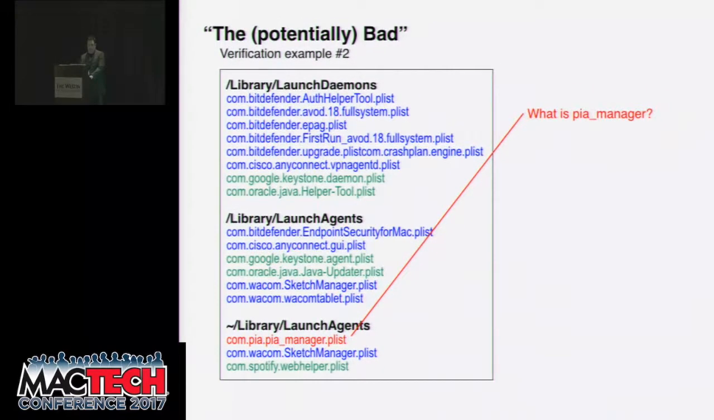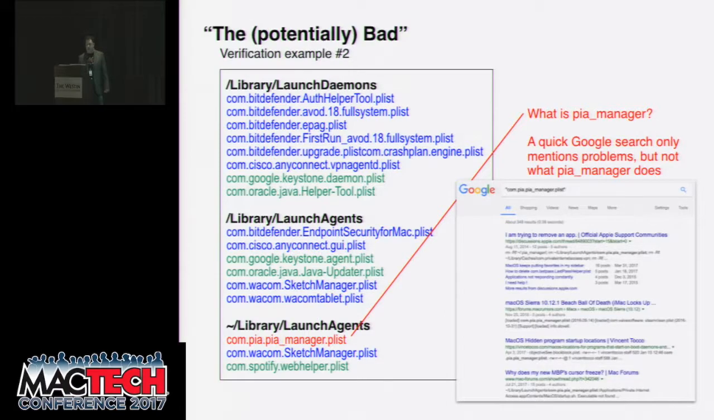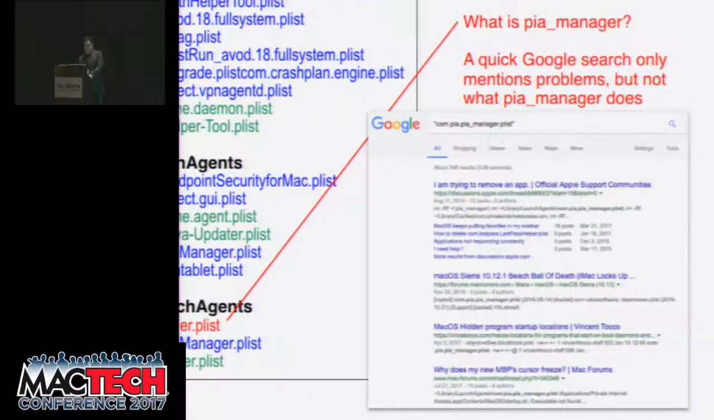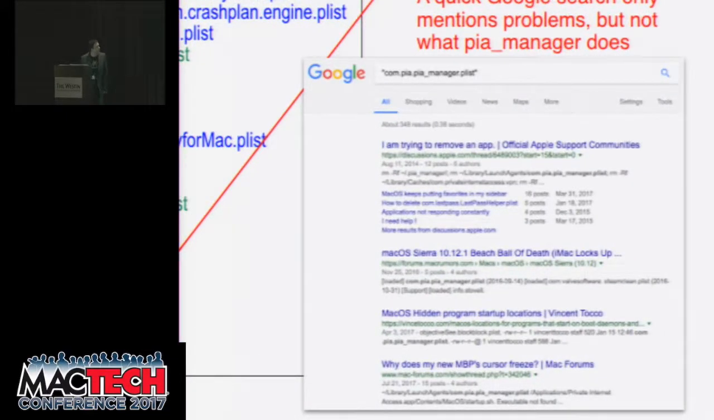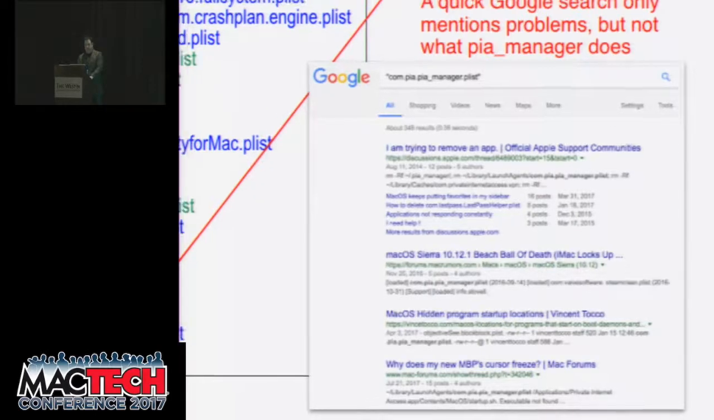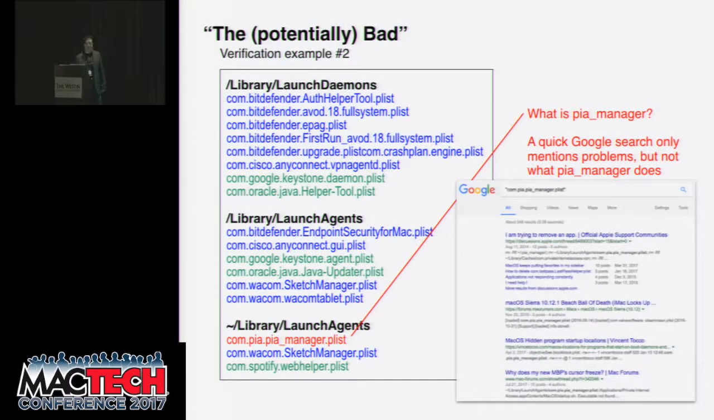And I've seen this a couple times. First time I saw it, I'm like, what is this? I don't know what this is. If you Google it, you come up with some vague things. It's blurry on the screen, I know, but it's like beach ball of death and cursor freeze. But an initial Google search won't really say what PIA Manager is.